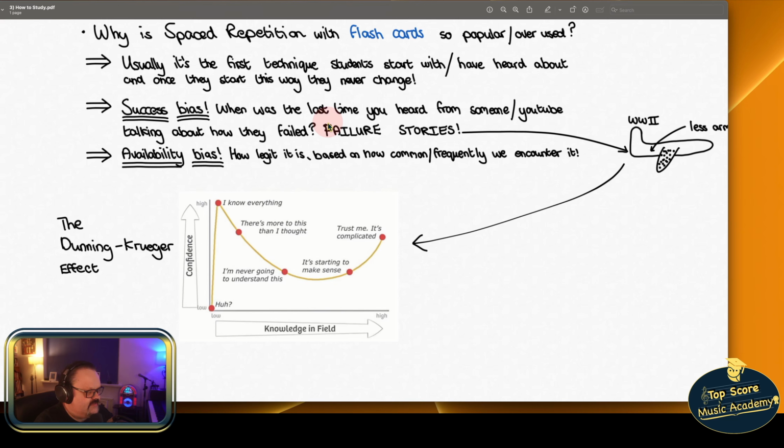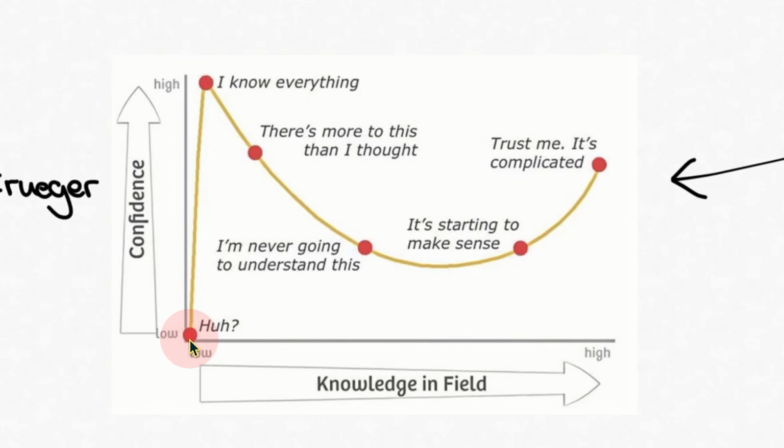So it also ties in, guys, with the idea at the bottom here, the Dunning-Kruger effect: confidence in something and knowledge in the field. So confidence from low to high, knowledge in your field of study from low to high. When you first encounter a topic or a subject, you're at the stage where you think, what's going on? Not really sure what we're doing or what we're learning. And as you get a little bit of knowledge in the field, your confidence goes up to very, very high. Oh, I now know everything. And then, of course, the more knowledge you get, you realize, oh, there's actually more to this than I thought. I actually don't know everything.